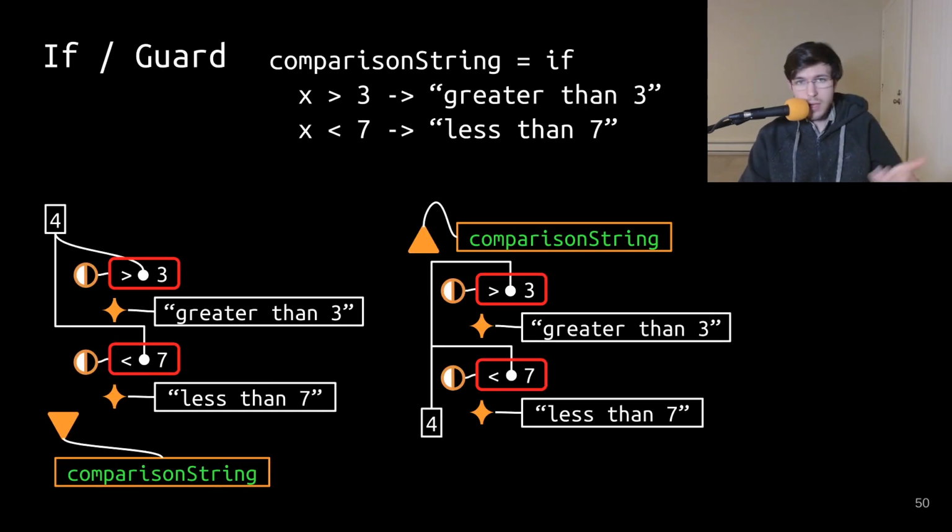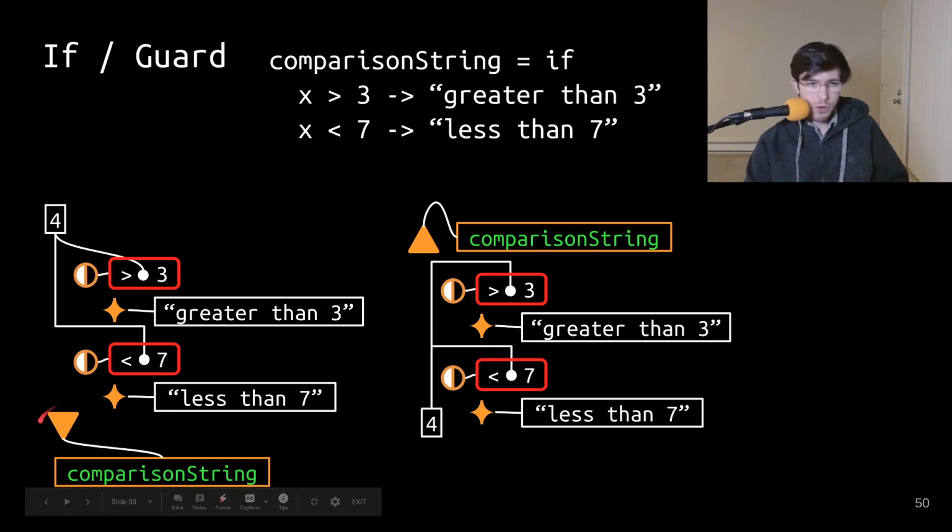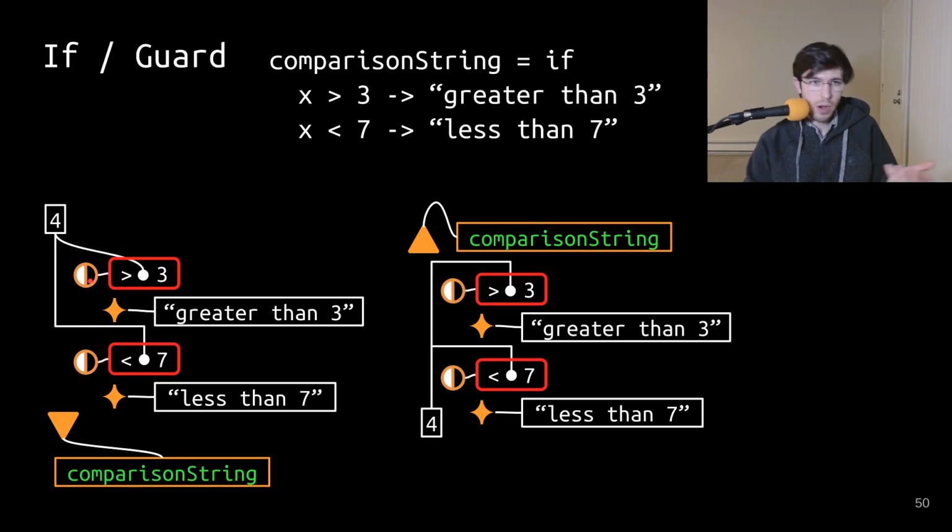Ifs, or in Haskell guards, or more accurately multi-ifs, since multi-ifs are expressions. These are opened with a triangle, and then the booleans are connected to these circles, which are half white, half black, to represent a boolean, and can be in either one of two states.